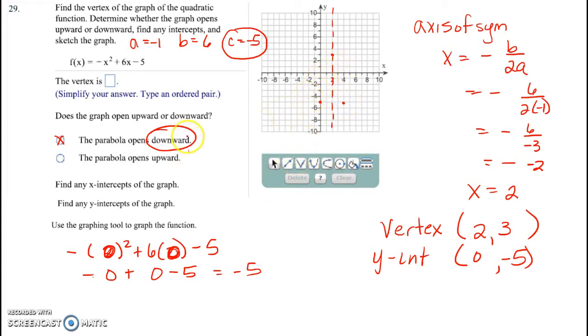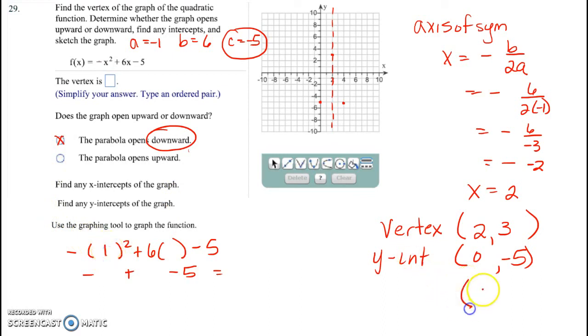You could try to factor this or use the quadratic formula to find your x-intercepts. I think I'm just going to pick an x value of 1 and plug it in. It just seems a whole lot easier to me. Let's plug in an x value of 1 and see what we get.